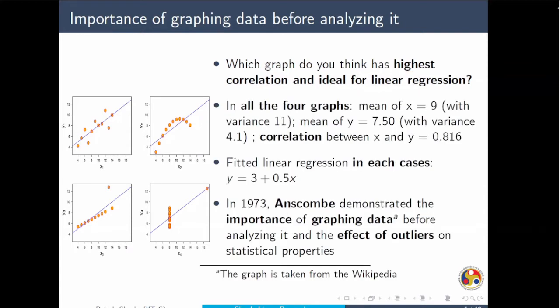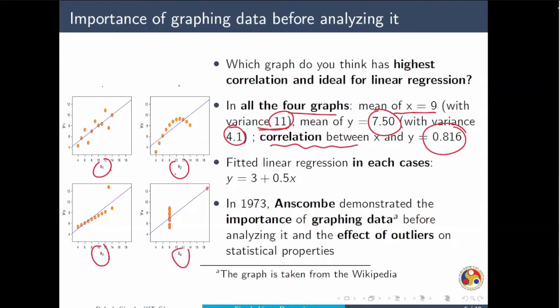In all 4 graphs here, the mean of X is 9 and the variance is 11. That means in this graph, this graph, this graph, and this graph, the X has exactly the same mean, average 9, and variance 11. And the Y variable in all 4 graphs has exactly the same mean of 7.5 and variance of 4.1. The correlation coefficient between X and Y is exactly 0.816. That is quite high, 80% correlation.